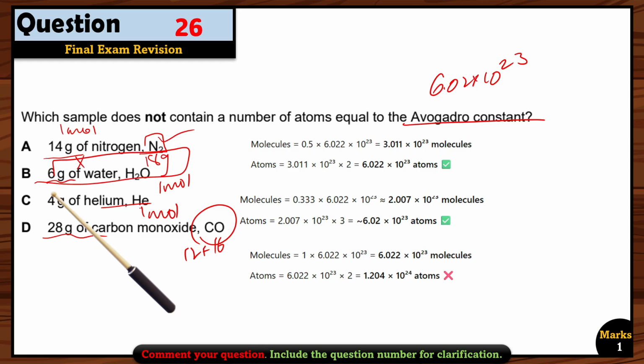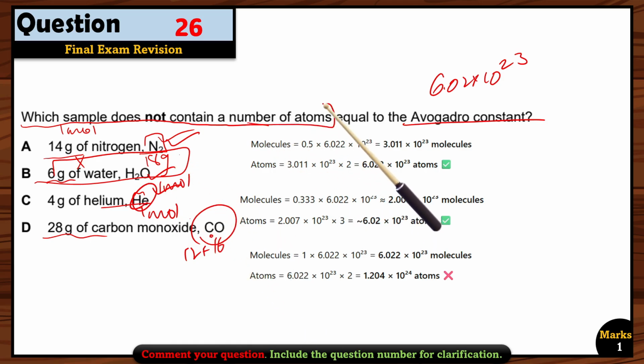You have to first check the question carefully. They are all molecules, right? Except this one. They are molecules, and the question is asking about the number of atoms, not about the molecules. These are the words students usually neglect, and they choose the wrong option. So first, you have to find the number of moles of the molecules, because they all are molecules.